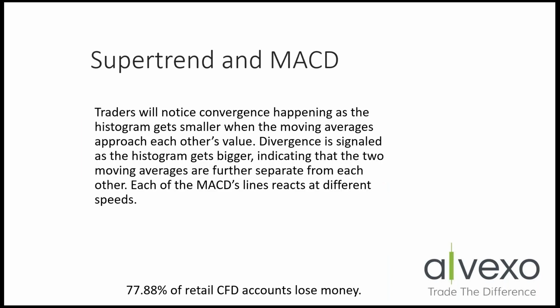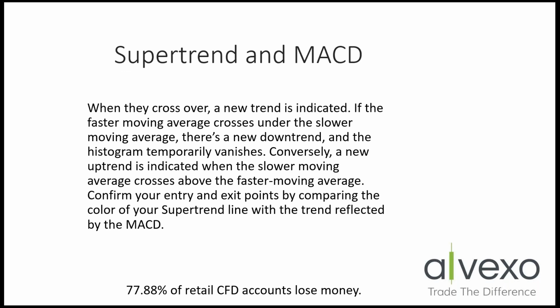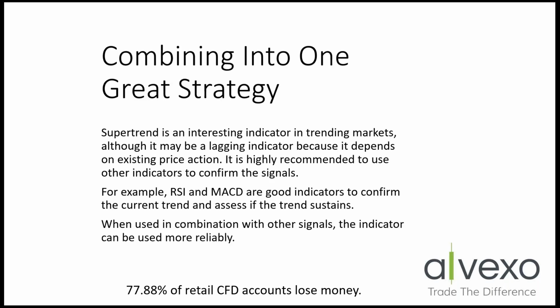Traders will notice convergence happening as the histogram gets smaller when the moving averages approach each other's value. So when they cross over, a new trend is indicated. And if the faster moving average crosses under the slower moving average, there's a new downtrend. We can combine these together into one great trading strategy.